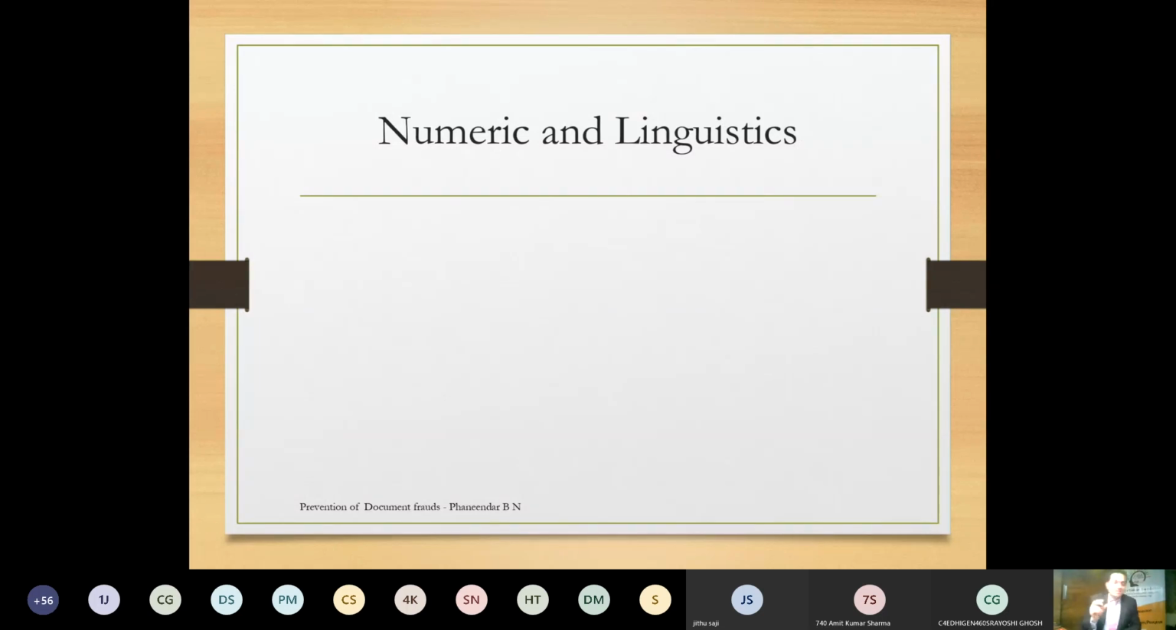But in certain situations where your executives are helping the person to fill the form, in such cases, yes, we have a challenge. But otherwise, we should encourage the applicant to fill the form with their own hand, because numerics and linguistics have a very important aspect to investigate.